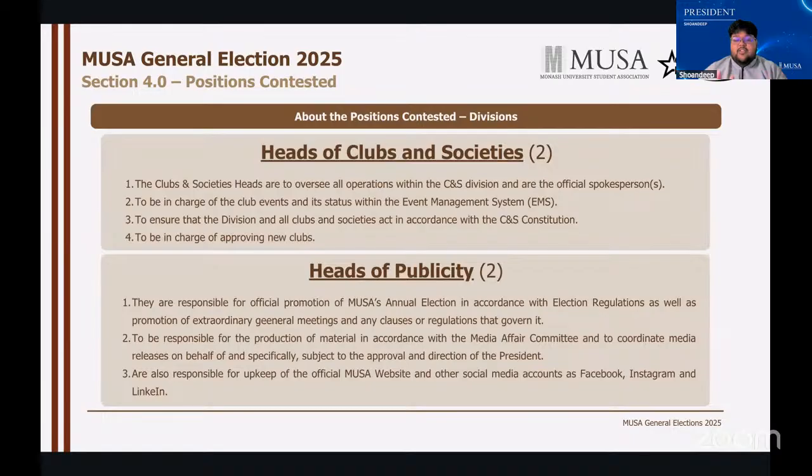And this does not only stop at the clubs, but also Monash Cup, which just started last weekend and is happening throughout the semester as well. So they are making sure that the entire club and society ecosystem within Monash is maintained in order.